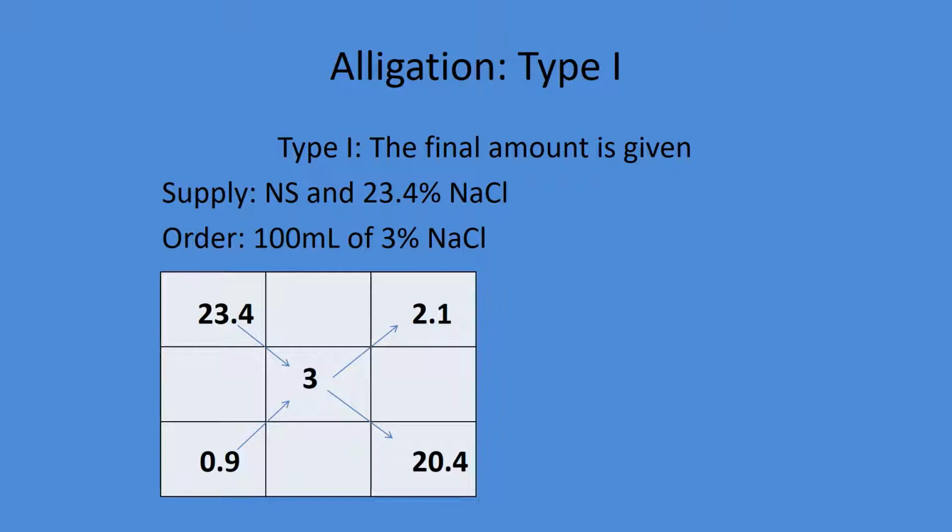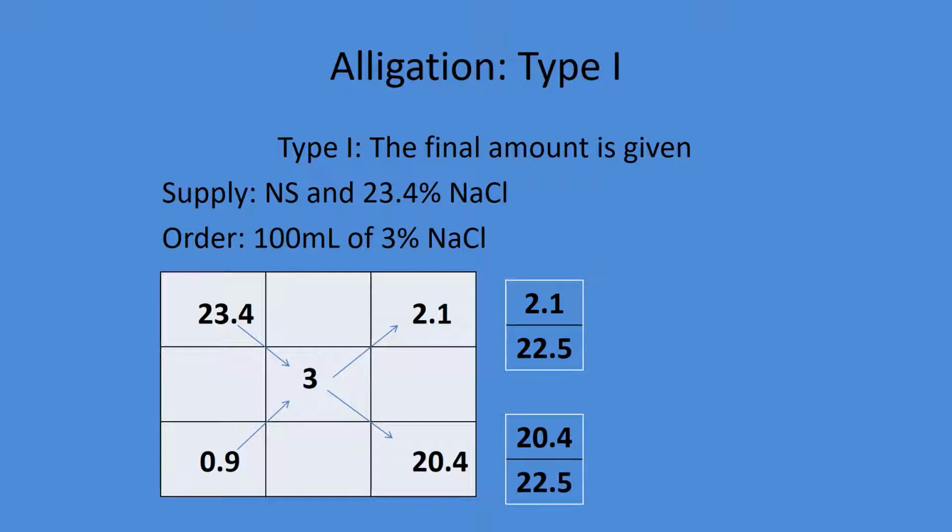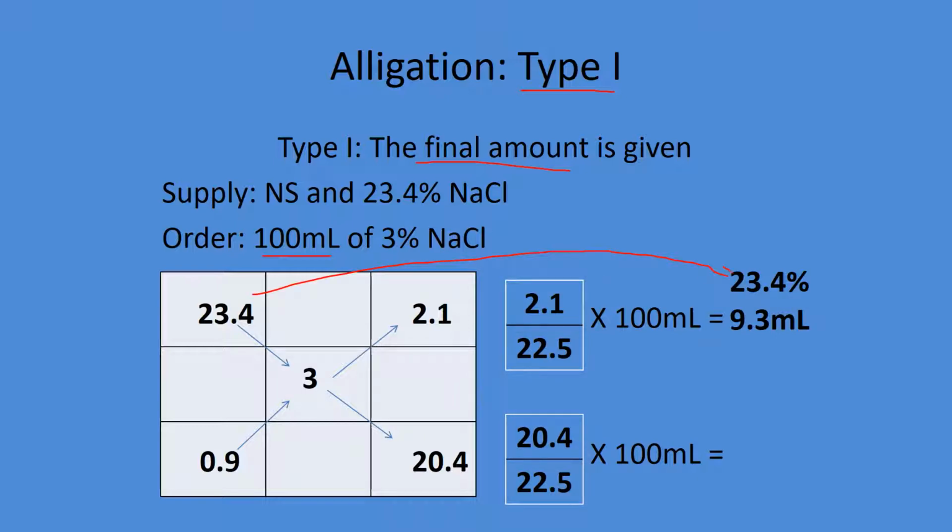So now all we need to do is make our fractions. 2.1 out of 22.5 and 20.4 out of 22.5. Last step in a type 1 alligation where you're given the final amount is to multiply by the final volume. Times 100, we'll need 9.3 mLs of the concentrated sodium chloride, and we'll need about 91 mLs of the normal saline. Altogether, that should give us our final volume, 100 mLs.